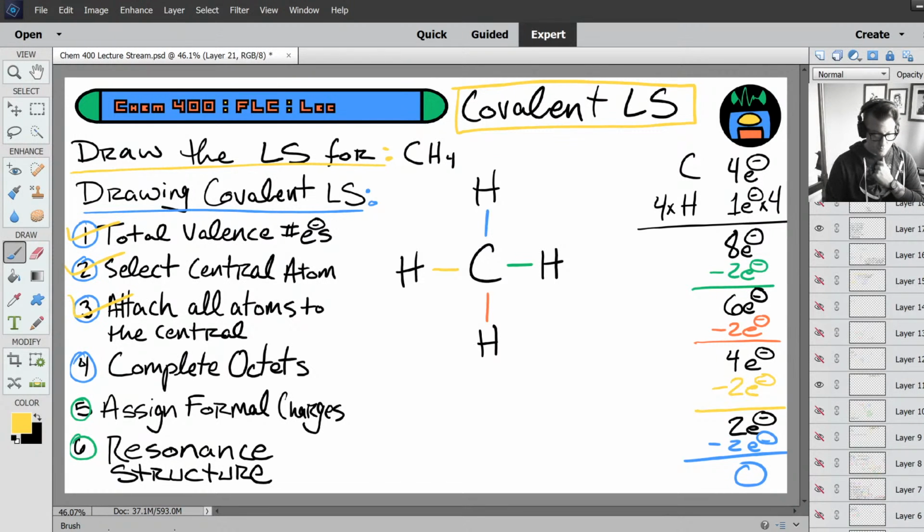Now I'm on step 4. All right, we need to make sure that every element in this molecule has a completed octet. To do that, we need to zero in on each element individually.